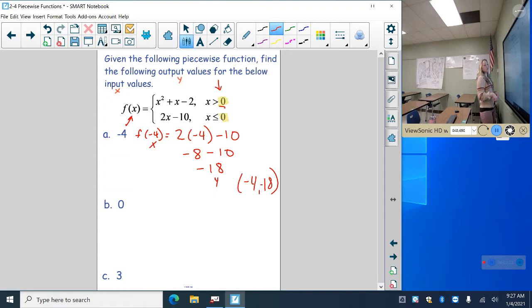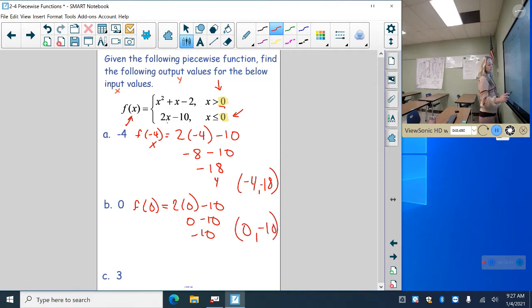If x equals 0, I'm going to use the bottom one again because x is less than or equal to 0. I'm going to plug in a 0 for the x value. So I have f of 0 equals 2 times 0 minus 10. 0 minus 10 is negative 10. So my x value is 0, my y value is negative 10.